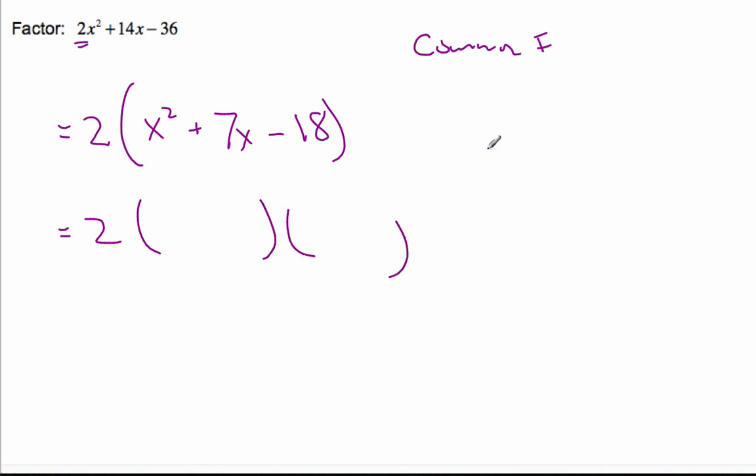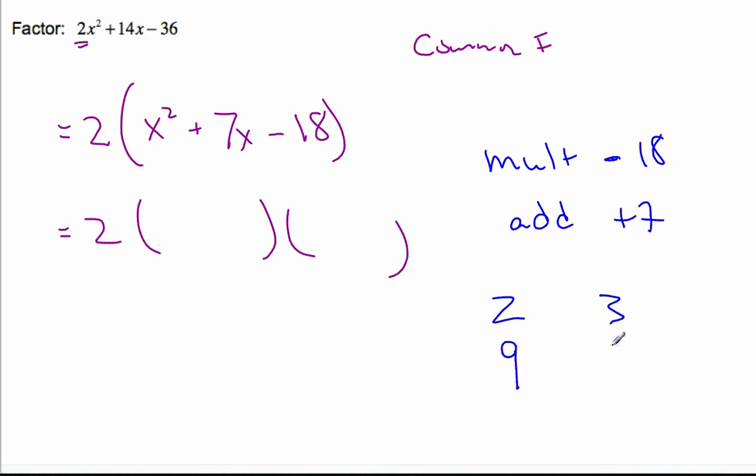Do you remember the magic question, Riley? What two numbers multiply to get negative 18 and add to get positive 7? All right, what numbers multiply to get 18? 2 and 9. Or 3 and 6. 1 and 18. Right. I want to somehow get a positive 7. Can I combine 2 and 9 somehow to get a positive 7? How do I do that?